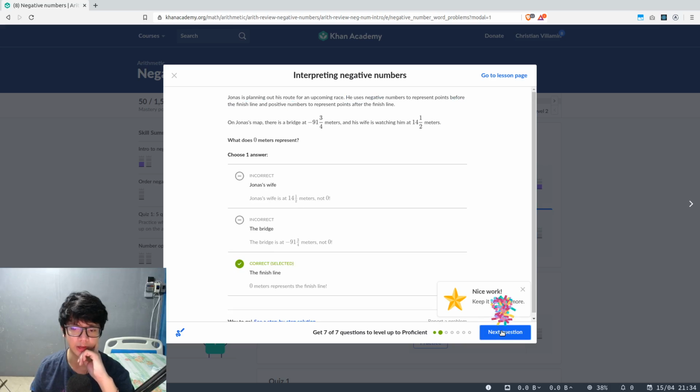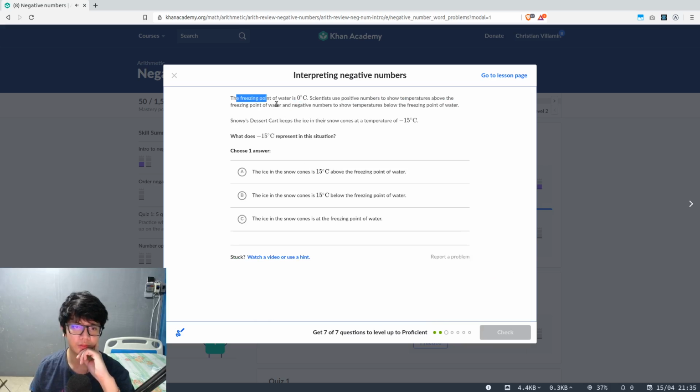Oh, it's the finish line. The freezing point of water is 0 degrees Celsius. Scientists use positive numbers to show temperatures above the freezing point. The snowy desert scarp keeps the ice in their snow cones at the temperature. What does the ice in the snow cones is 15 below the freezing point.